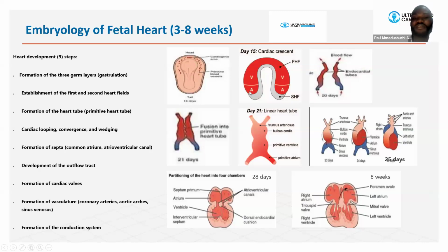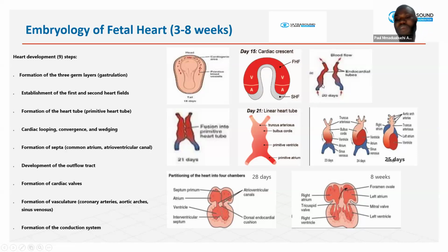And then at day 15, it starts forming into what we call the cardiac crescent, where we have the first field heart and the secondary field heart, the second field heart. So the first leads to the development of the ventricles, while the second field heart leads to the development of the outflow tracts, the pulmonary and the aortic.